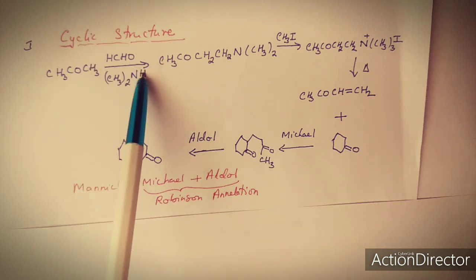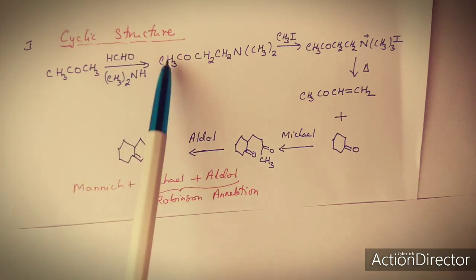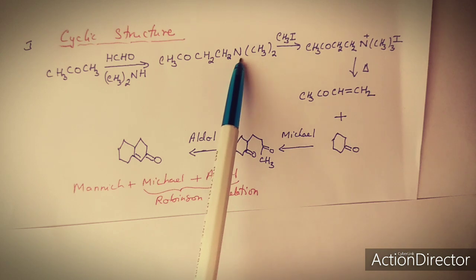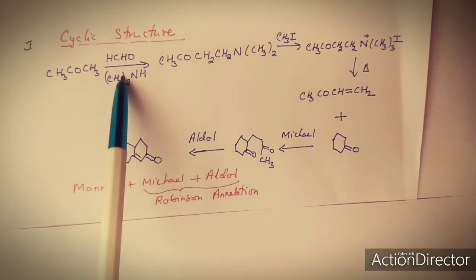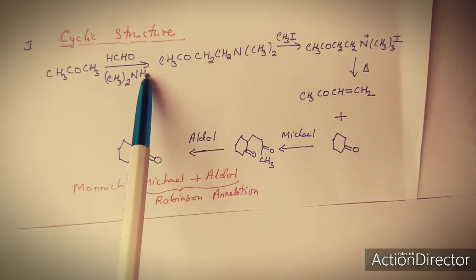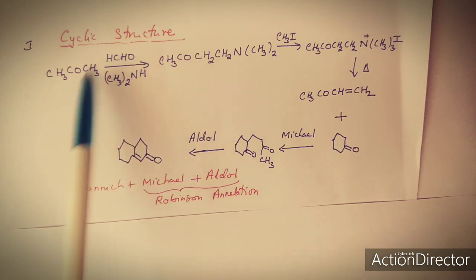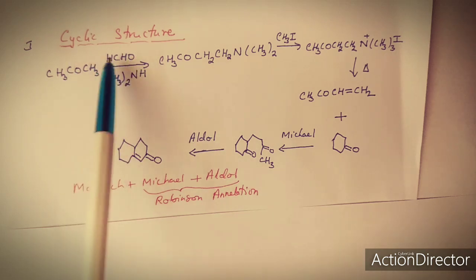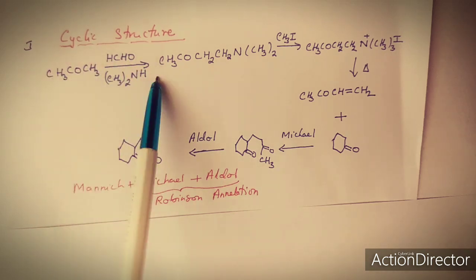One H removed from here, O from here. So the condensed product that is formed will be CH3CO, CH2, then this is N, CH3 whole twice, because this H has been removed. So what have we got? And from where have we got this other CH2?